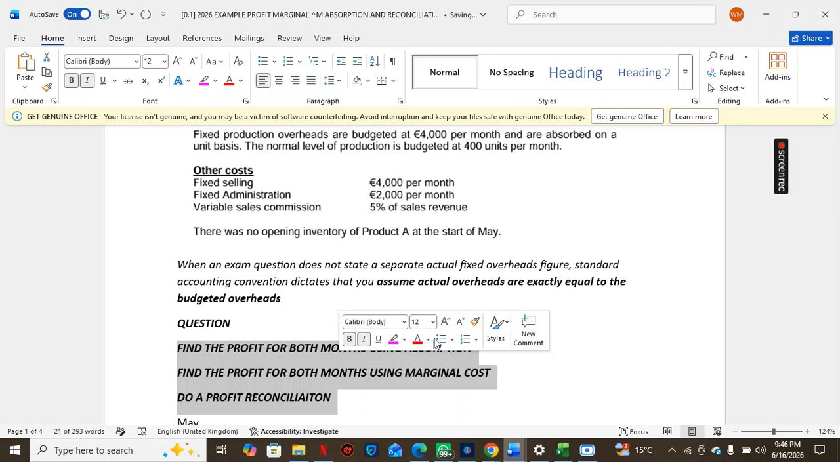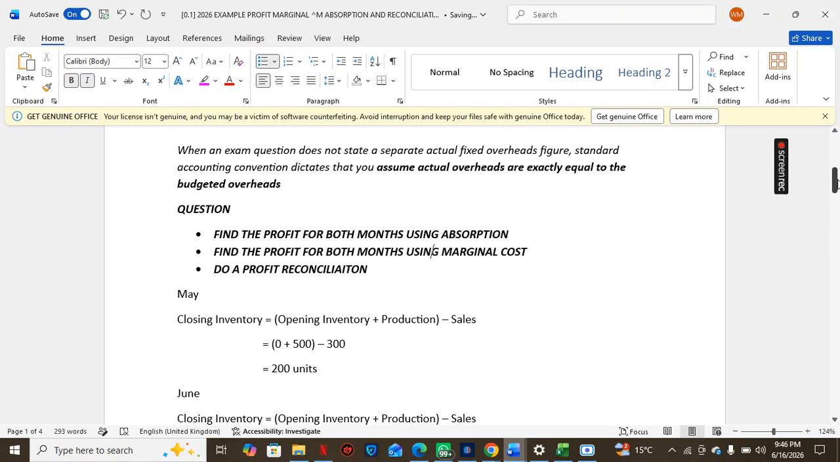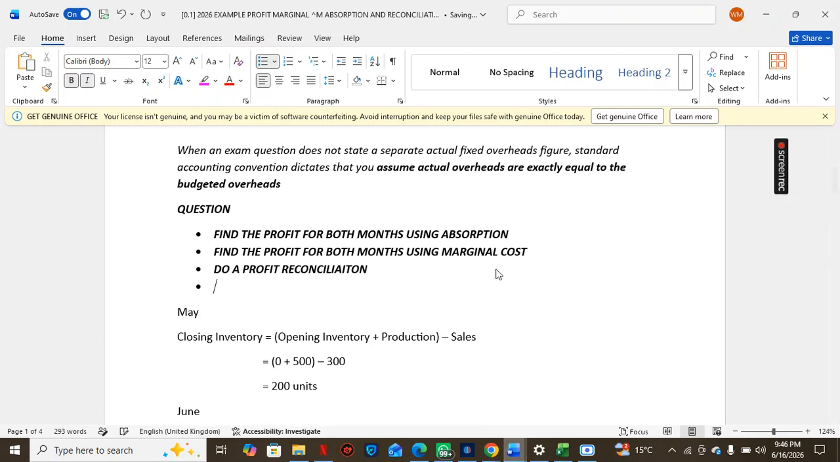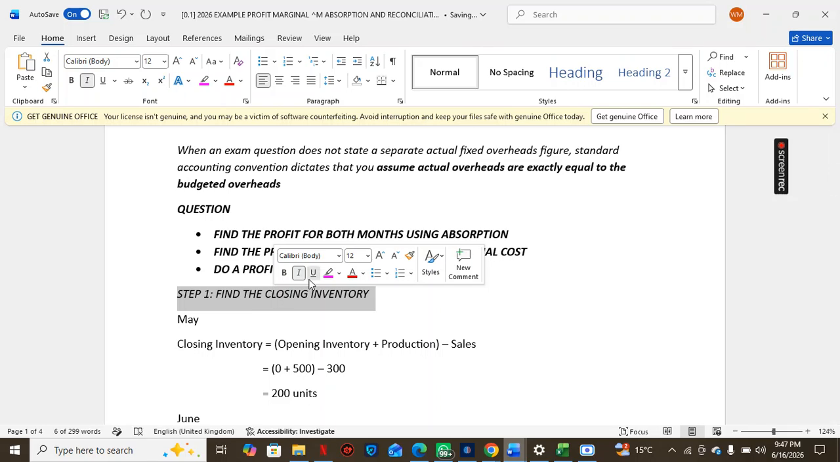So today we're going to focus on absorption costing. We're going to do the month of May. Then June is for you to attempt. These are the steps that you need to follow. Step one, just like in marginal costing, find the closing inventory.